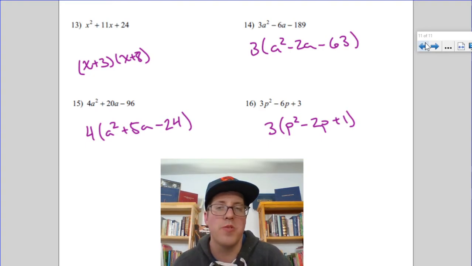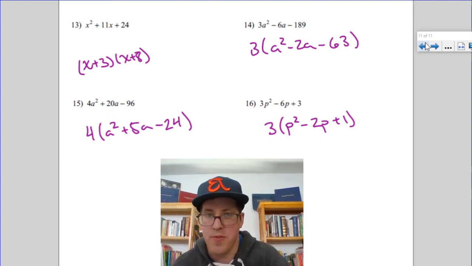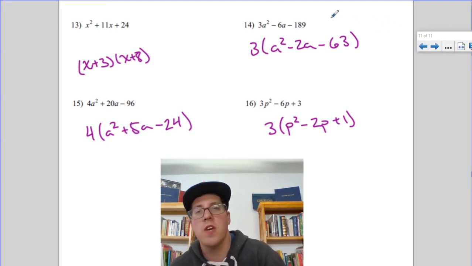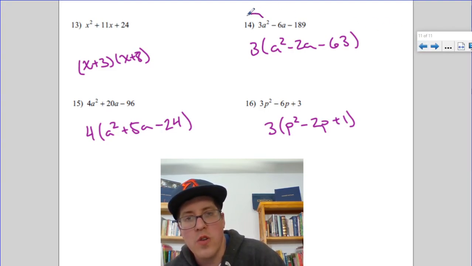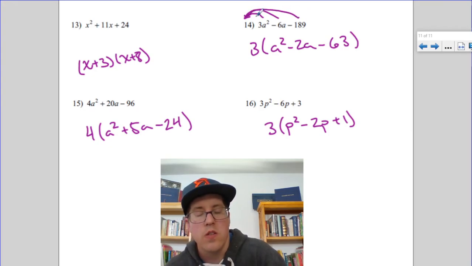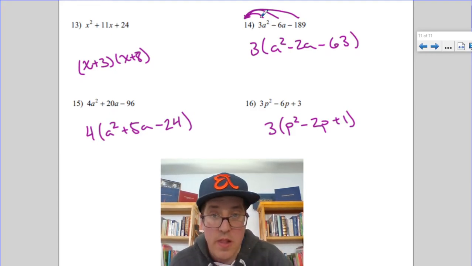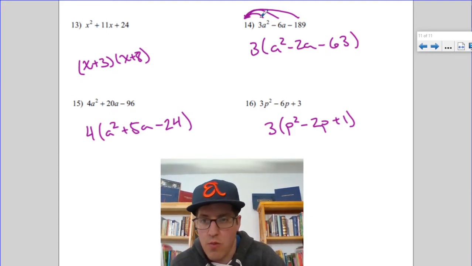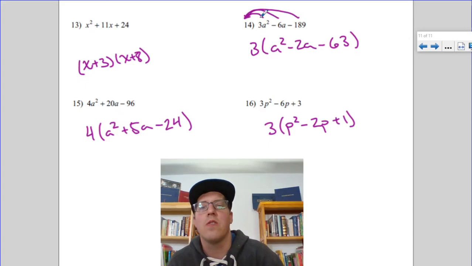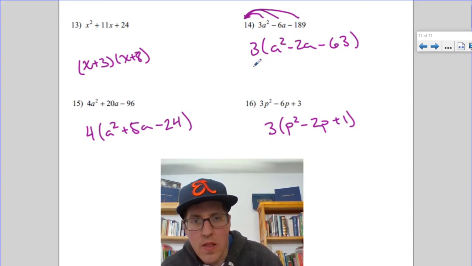All right, 14, 15, 16, whole different kettle of fish. The first thing you want to do is you want to take out the common factor. To be frank, most of the time on these problems, that's just going to be the leading coefficient. So on 14, it's 3. On 15, it's 4. On 16, it's 3. Then you want to try and factor those parentheses that are left.